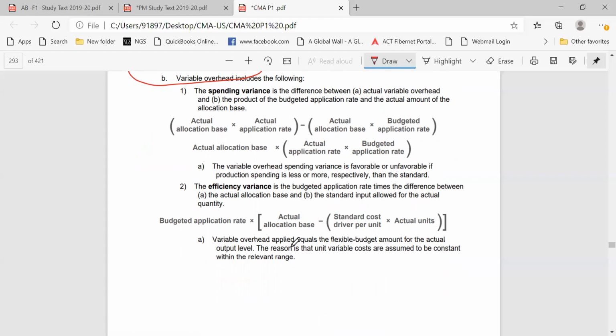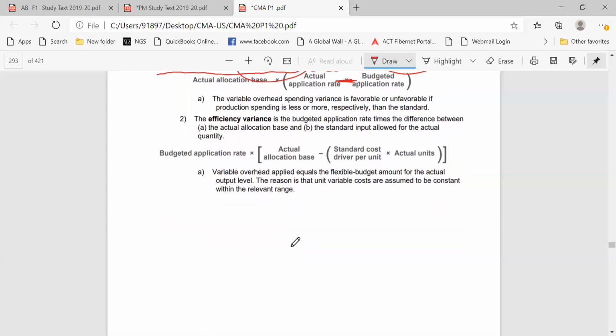Now you can see how it is broken down: actual allocation base into actual application rate minus actual allocation base into budgeted application rate. If you understand this, it is nothing but the actuals minus the actual allocation base by the budgeted rate. So what you are doing is taking the difference of these two and multiplying. Now in this formula you can see in between it is written multiplied, but it is minus here. All right. Then there is efficiency variance.